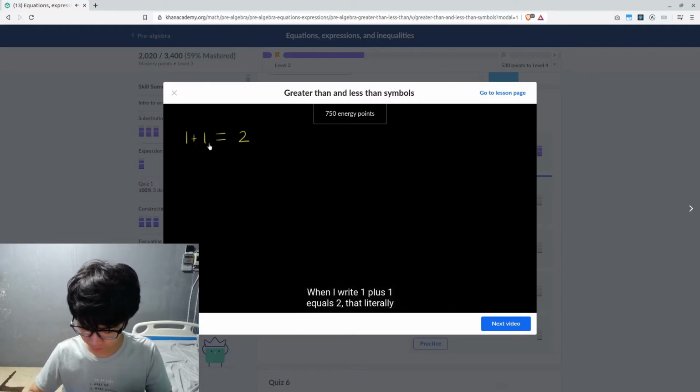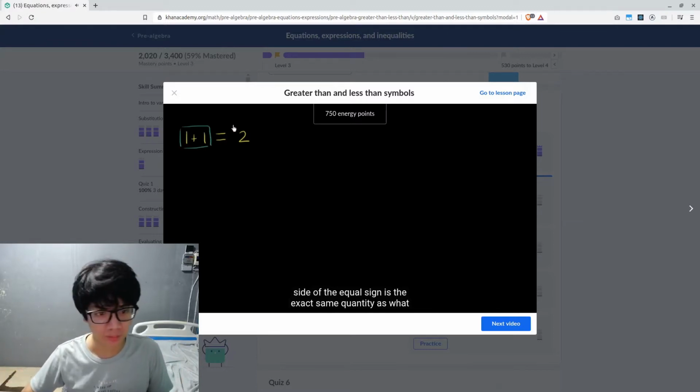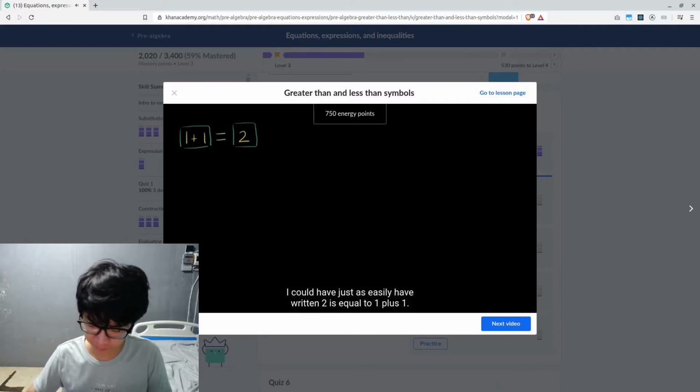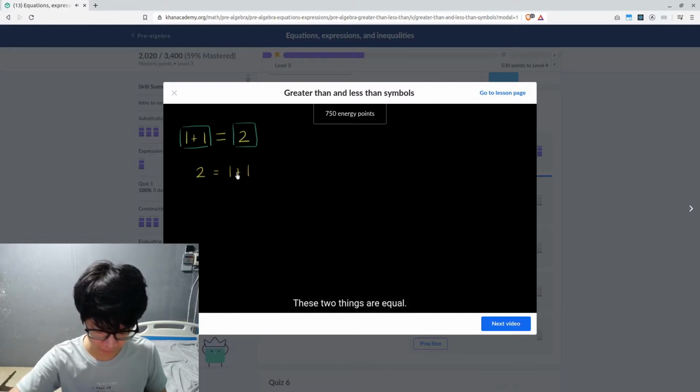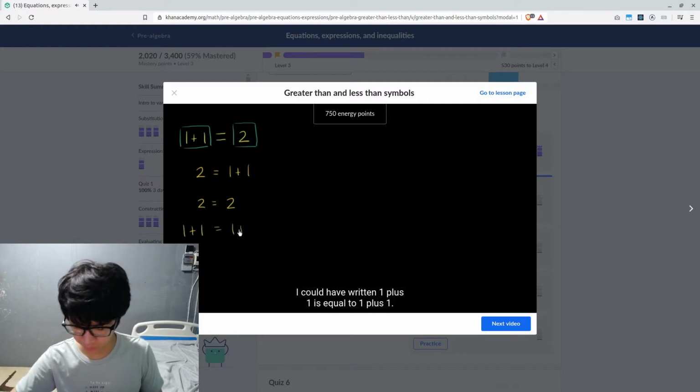When I write 1 plus 1 equals 2, that literally means that what I have on the left-hand side of the equal sign is the exact same quantity as what I have on the right-hand side. I could have just as easily written 2 is equal to 1 plus 1. These two things are equal. I could have written 2 is equal to 2. This is a completely true statement. I could have written 1 plus 1 is equal to 1 plus 1.